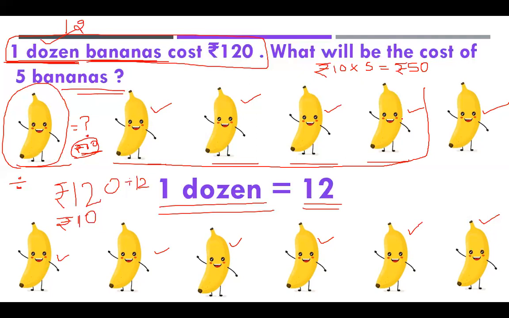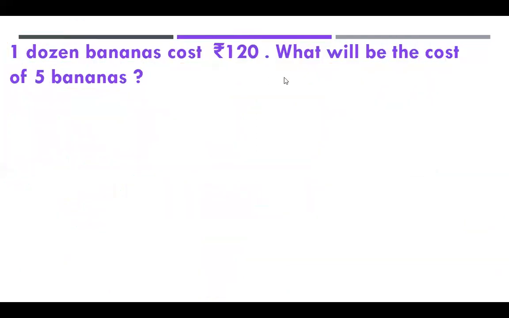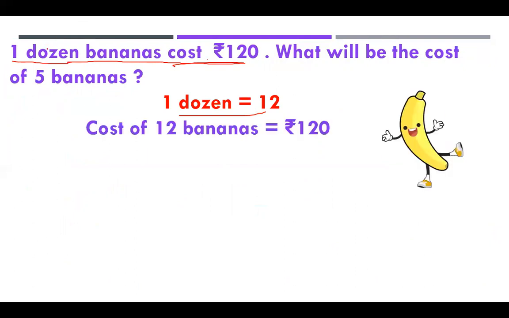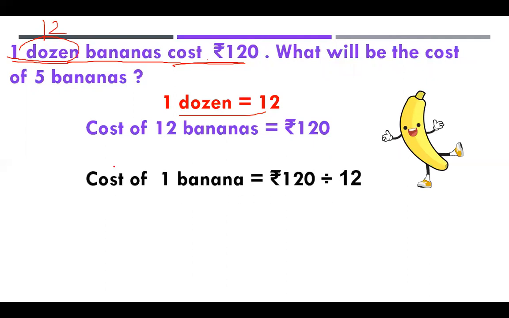So let's have a look at the complete answer. Firstly we will write 1 dozen is equal to 12. Then we will write the statement from this question only. The cost of 12 bananas. Instead of 1 dozen, I have written 12. The cost of 12 bananas is rupees 120. And the cost of one banana, from many to 1, we have to divide. From many to 1, we have to divide. So 120 divided by 12 will give you 10 rupees. It means that the cost of one banana is equal to rupees 10.